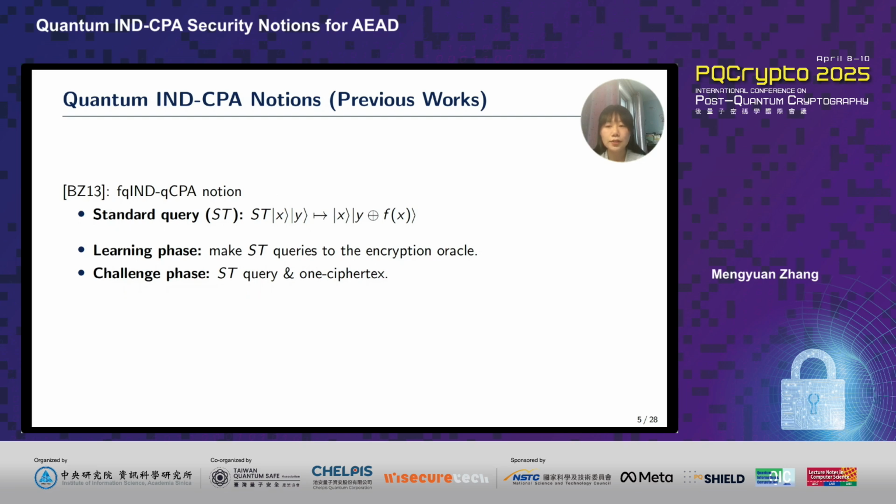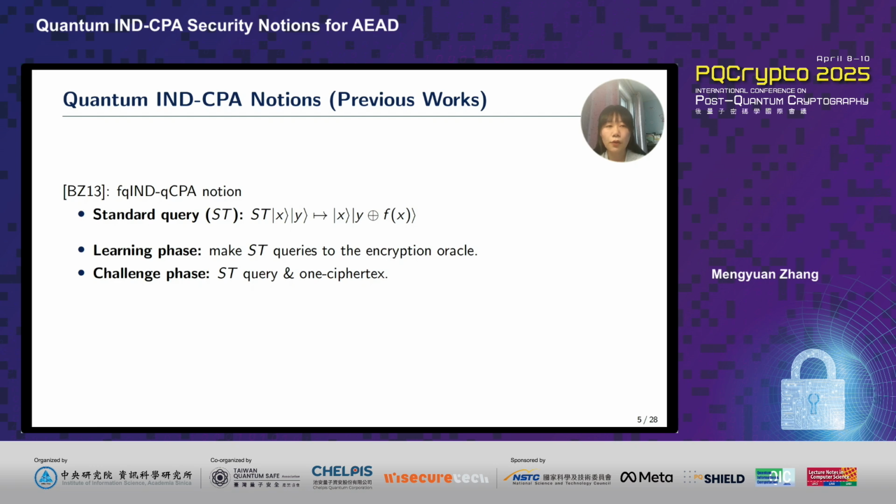So to analyze the quantum security of encryption schemes, we need to extend the classical IND security notions to the quantum setting. A key aspect of this extension is defining the capability of a quantum adversary, specifically how it can query the encryption oracle using quantum superpositions. The natural approach is to allow the adversary to make quantum queries in both the learning phase and the challenge phase. The first formal quantum IND notion was introduced by Boneh and Zhandry, known as FQ-IND and QCPA, or fully quantum IND and quantum CPA notion.